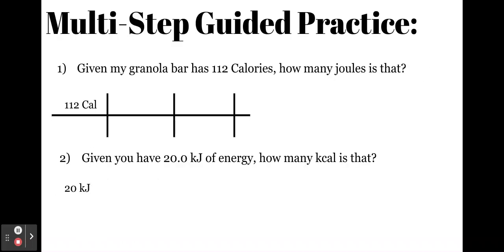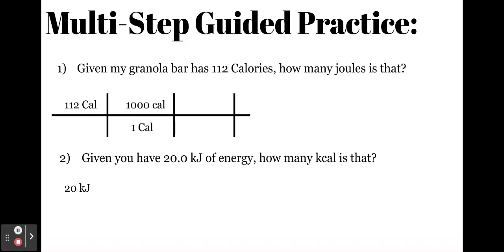Now these ones are multi-step problems between kcals, or capital C calories, or kilojoules, or something like that. So the first one is a 2-step problem and the second one should be a 3-step problem. For the first one, you're going to go from capital C calories to lowercase c calories to joules.